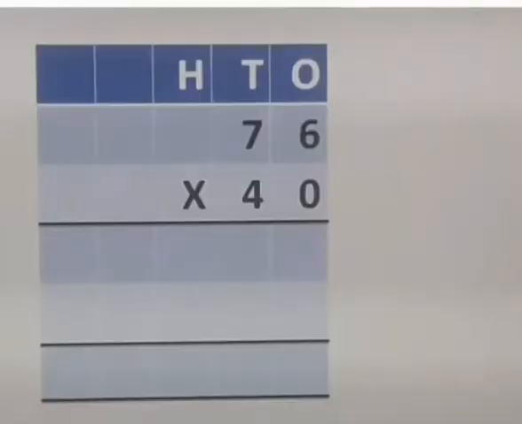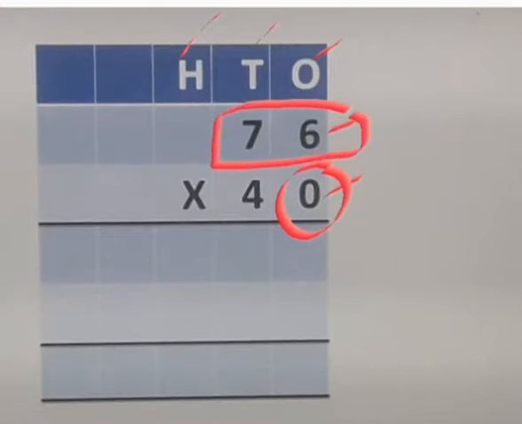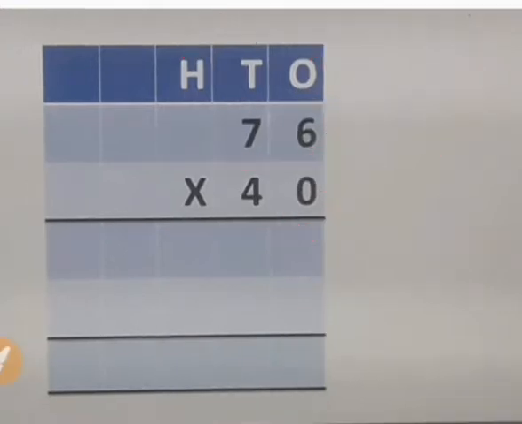Now, let us multiply 76 by 40. First, we will arrange the numbers under the proper place value columns. That means ones, tens, hundreds. After that, we will select the ones digit number first. Here in the ones digit we have 0. So, children, we will multiply 76 by this 0 first.